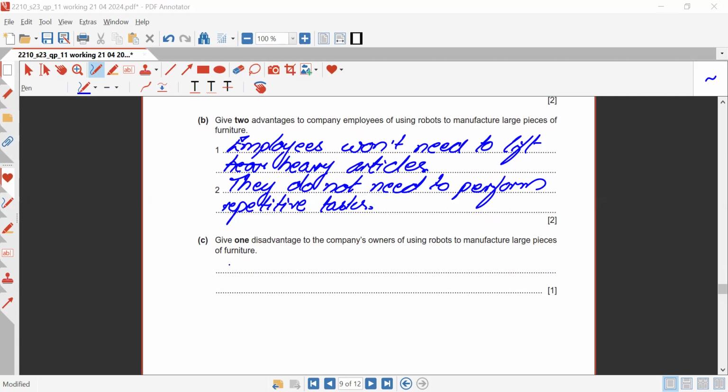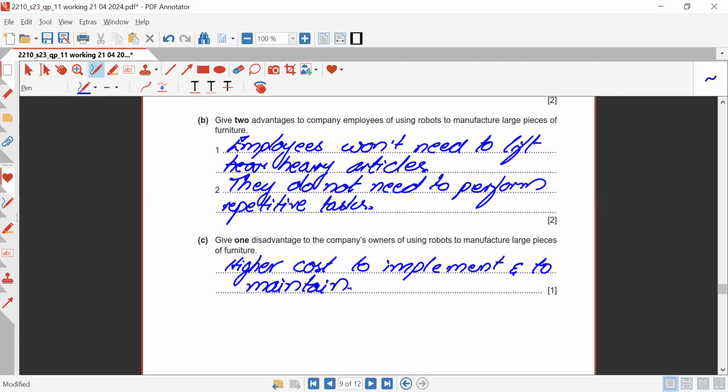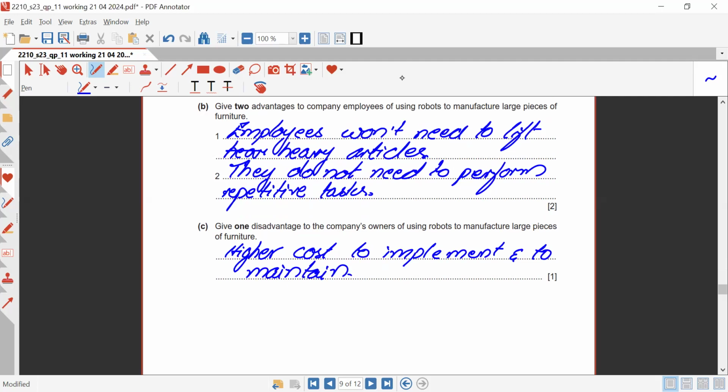So higher cost to implement and to maintain. Yeah, but regarding hacking, in this you need to write it down. If it is linked with the internet, in that case it could be hacked. But if it's a robot that is not linked with the internet, so obviously it cannot be hacked. Okay, make sure for this one.